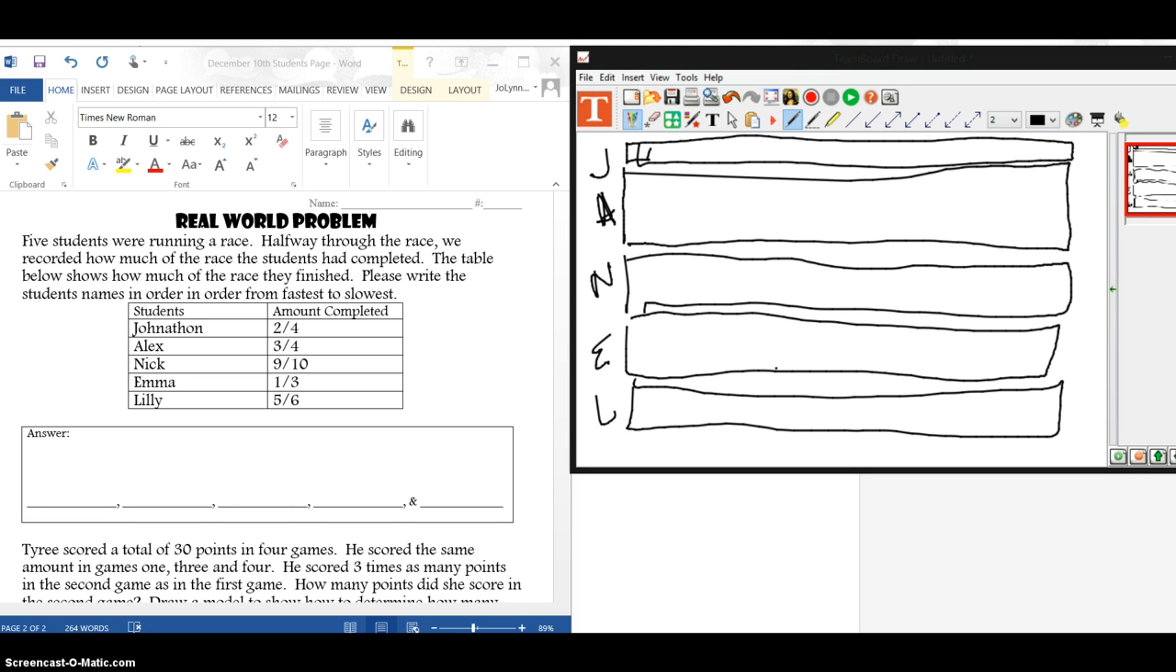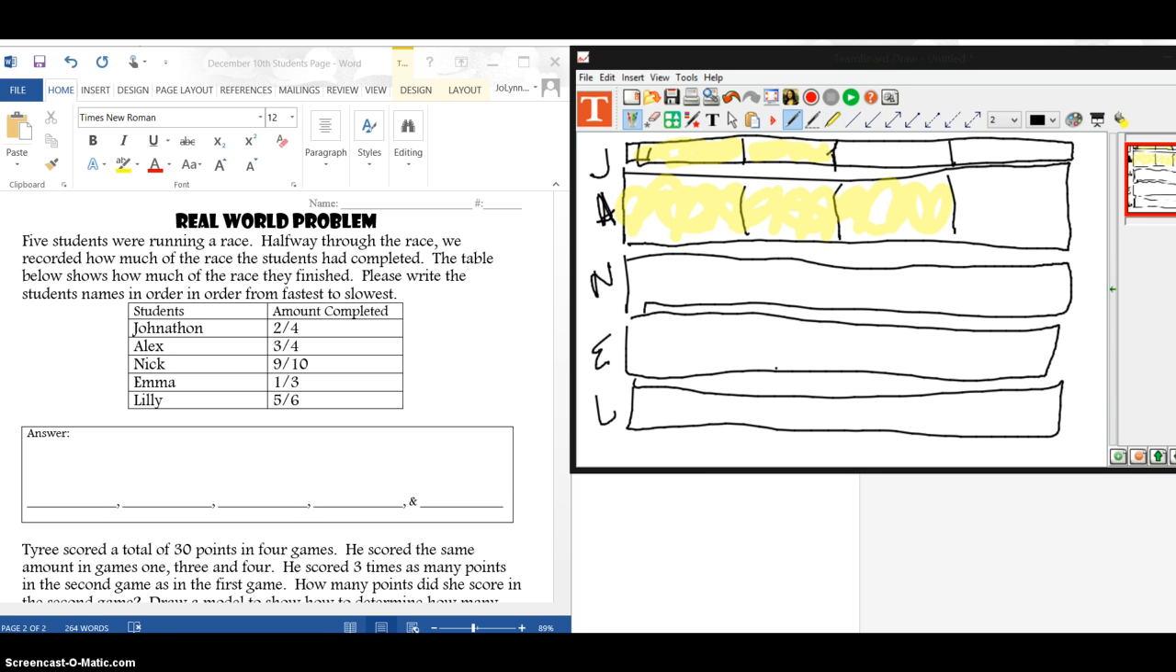So Jonathan, I'm going to split this into 4 equal pieces here. And I wonder if I can make another color. Let me see if I can. Jonathan did 2/4. So let me see. Alex ran 3/4. So I'm going to try and make these breaks at the same point. 3/4, about that much. So I can tell Alex ran more than Jonathan.